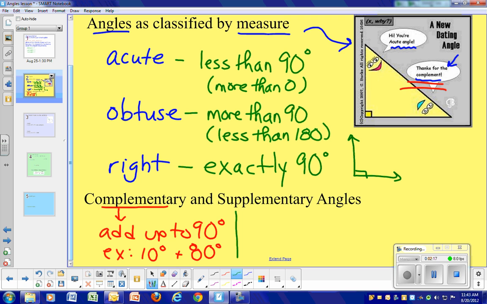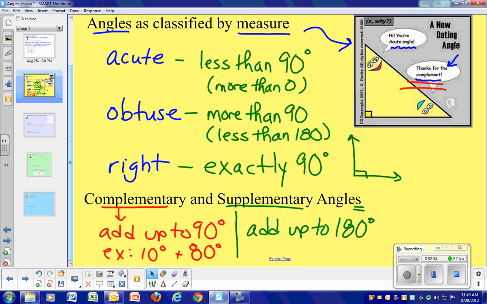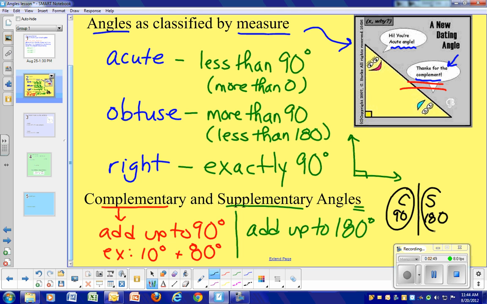Supplementary angles are the same idea in that you would apply this term to two angles. You notice the plural. Supplementary angles, however, add up to 180 degrees. Sometimes students will get these two terms a little confused. I would suggest, if you need a little memory help, C comes before S in the alphabet, and 90 comes before 180 if you're going from smallest to largest. And so that can help you remember that complementary and 90 go together, supplementary and 180 go together. An example for supplementary angles would be, let's say, 60 degrees and 120 degrees. Okay, that would be a pair of angles that add up to 180.